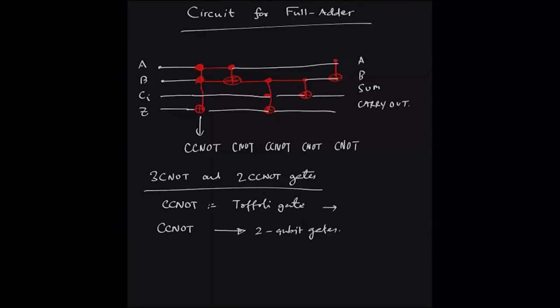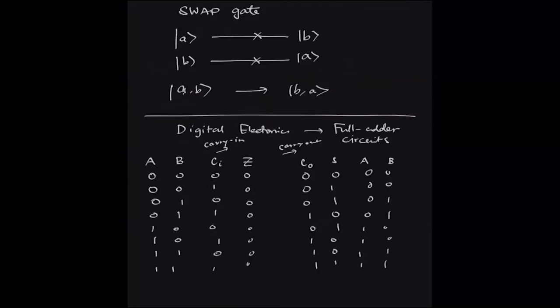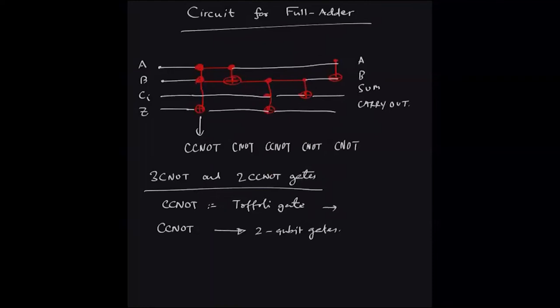So does Z go to S? Z goes to carry out. Carry in goes to sum. That's a good question. Thanks, Taylor. Z goes to carry out. Okay, so we can always decompose 3-qubit gates to 2-qubit gates, but just keep in mind that there's a very interesting 3-qubit gate known as the Toffoli gate.